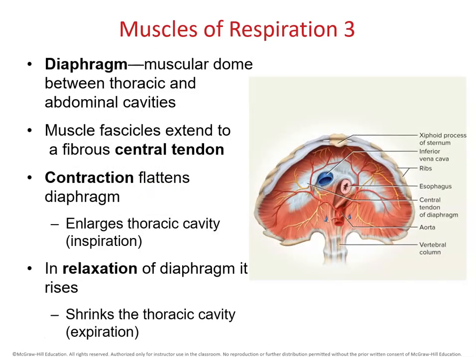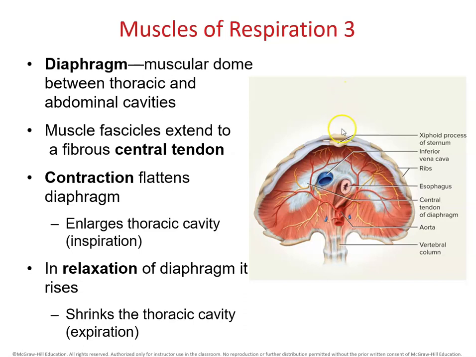So the diaphragm is actually a dome of muscles. It's found between the thoracic and the abdominal cavities. And the muscle fascicles here extend to a fibrous central tendon. So we have a central tendon in the center. Okay, so here we can see the central tendon, and then all the fibers extend to that central tendon.